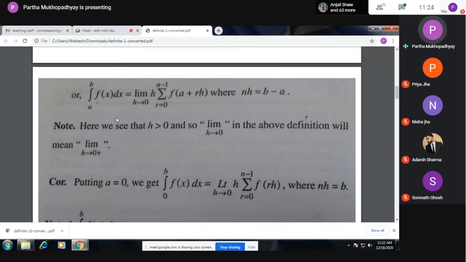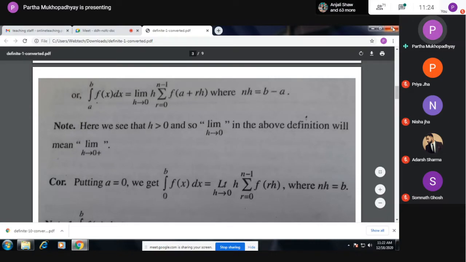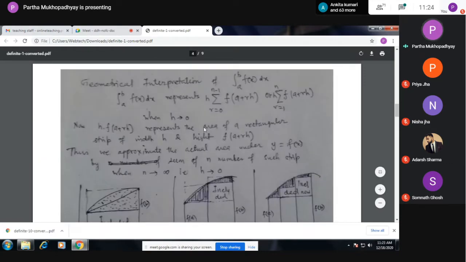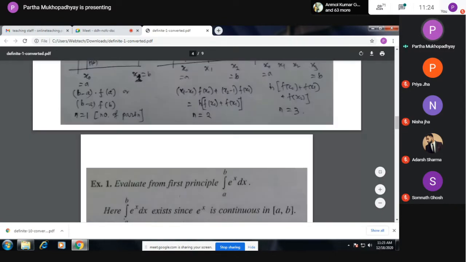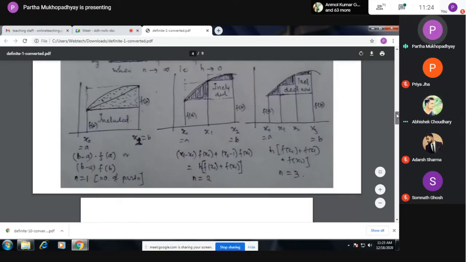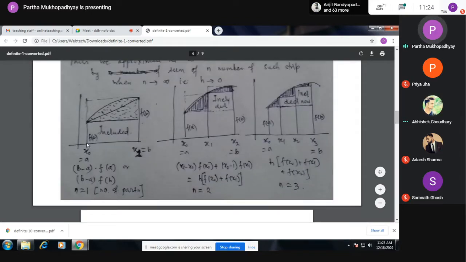Another thing you should remember is that if you put a equal to 0, what do you mean by a equal to 0? That means we are putting it at the origin. We are taking this first point as the origin. So this point, without any loss of generality, I can take as origin. So I'm just shifting the origin to this point. You can always do that.